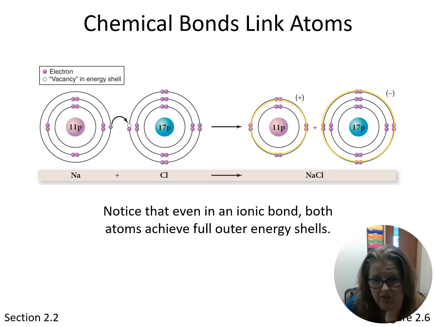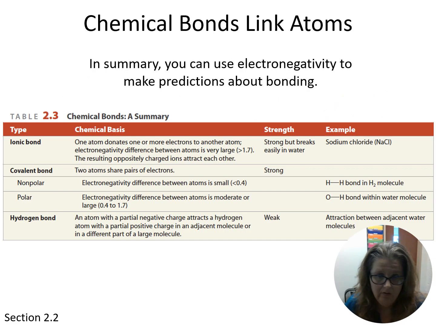So again, they still are going to achieve that full outer shell. Since this one is getting rid of one, now it doesn't have a vacancy. That outer shell only had one to begin with. So now its outer shell is full, and now the chlorine is happy because its outer shell is full.